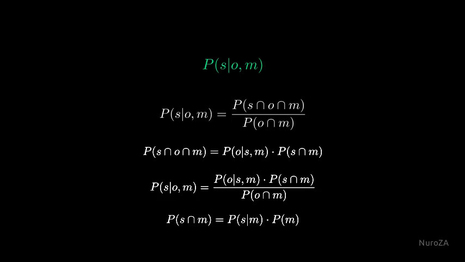Now let's look at the denominator. P of O and M can similarly be factored as P of O given M times P of M. The probability of both O and M equals the probability of O given M times the probability of M. Substituting this into our denominator, we have P of S given O and M equals P of O given S and M times P of S given M times P of M divided by P of O given M times P of M. Here comes the beautiful simplification.